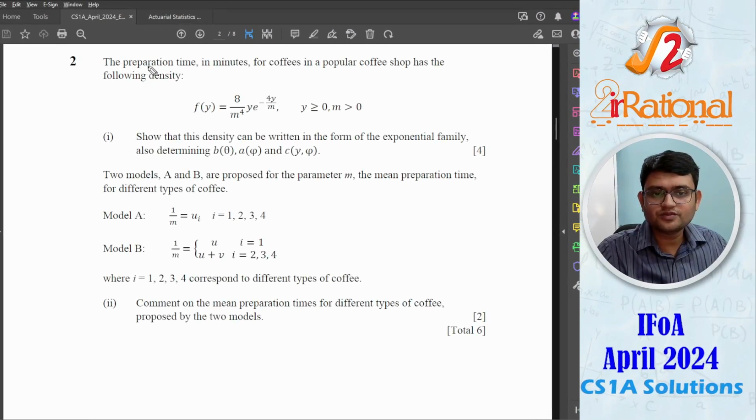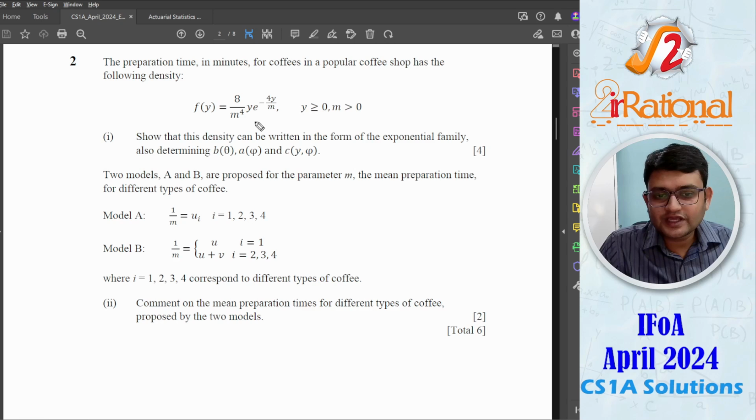Question number 2, the preparation time in minutes for coffee in a popular coffee shop has the following density. So this seems very similar to a gamma distribution. Show that this density can be written in the form of an exponential family. Also determine b theta, a phi and c y phi.